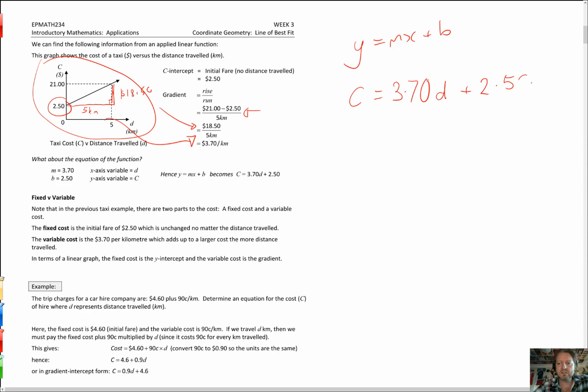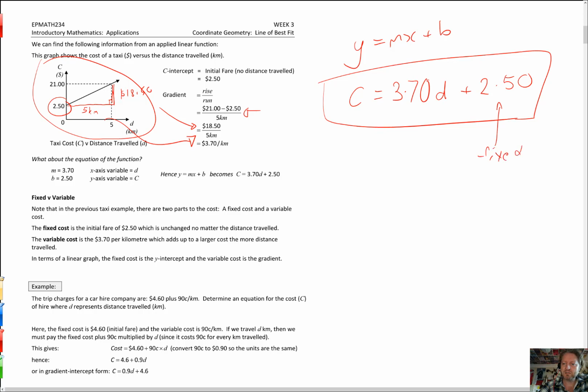And let's look at this equation we've got. This equation is the equation of that line. Exactly what we did last week. It's just we changed some letters. Now what does that equation do for us? Well, it starts with c equals. That tells us the cost of any fare we're going to get. This $2.50 cost is what we call fixed, because no matter what, it's $2.50. This part, this 3.70 times d, well, that's variable, because it depends how many kilometres you go.